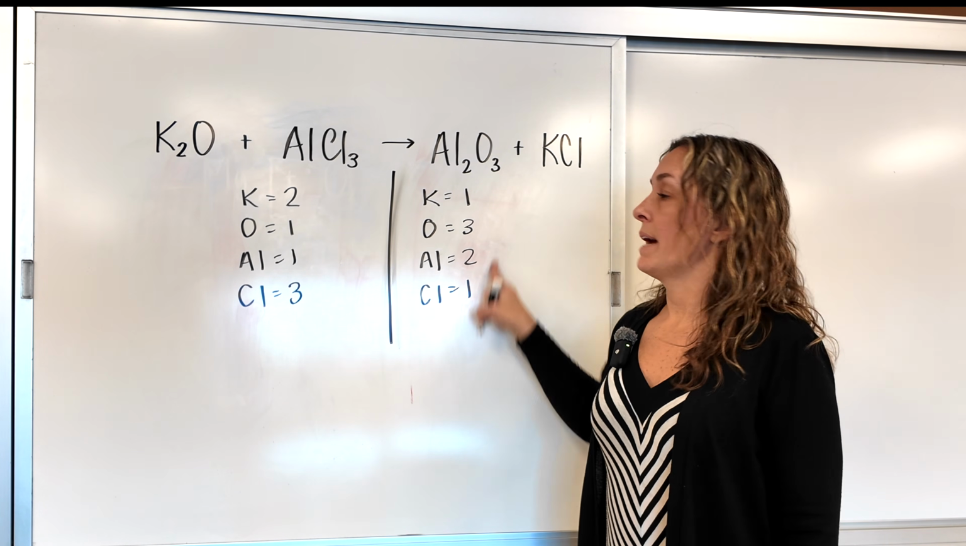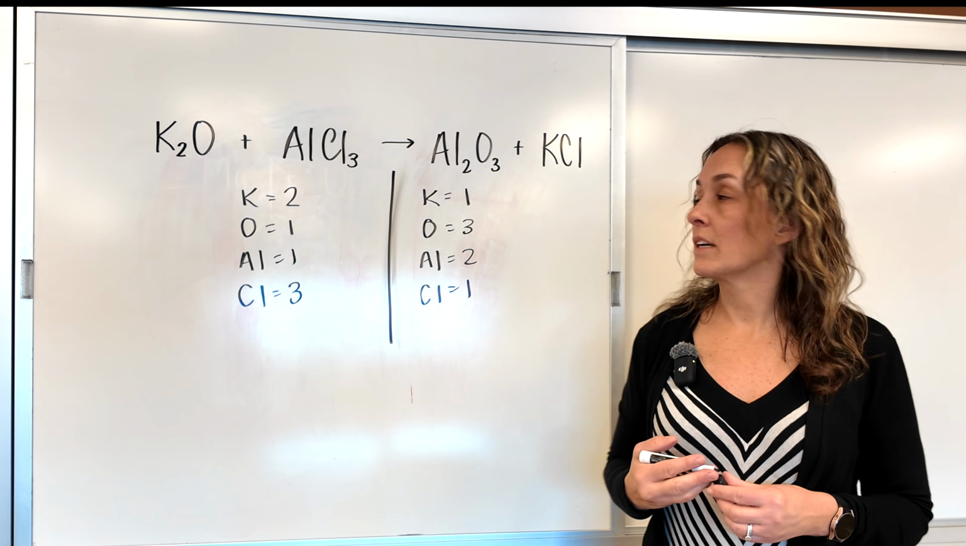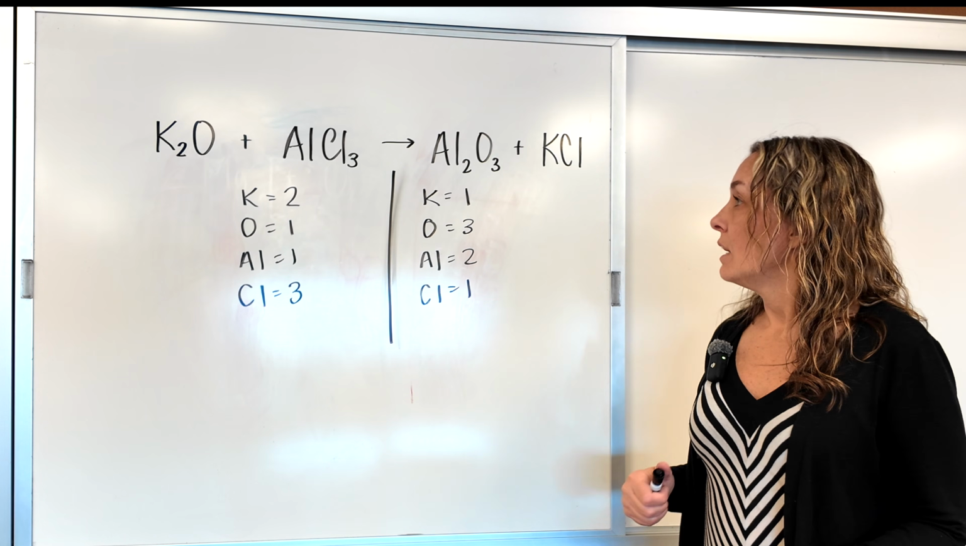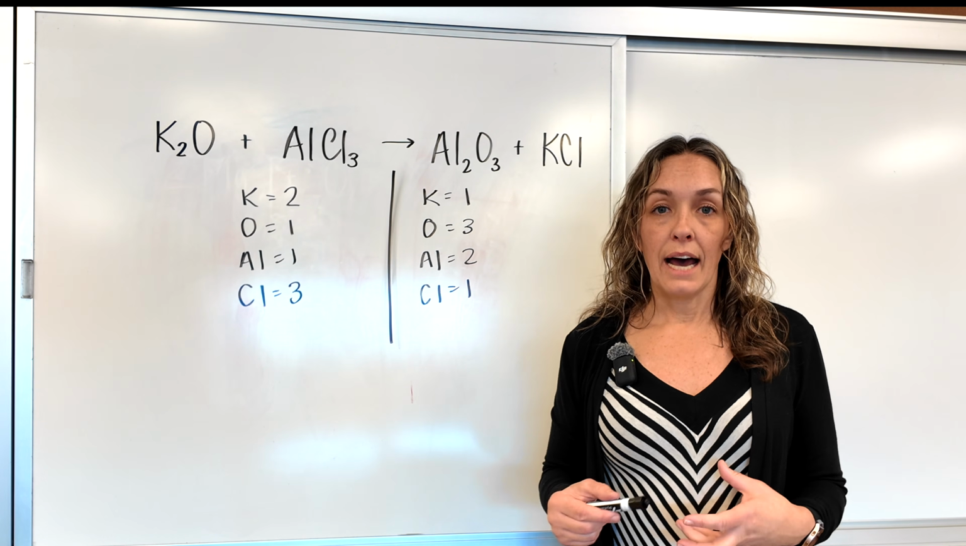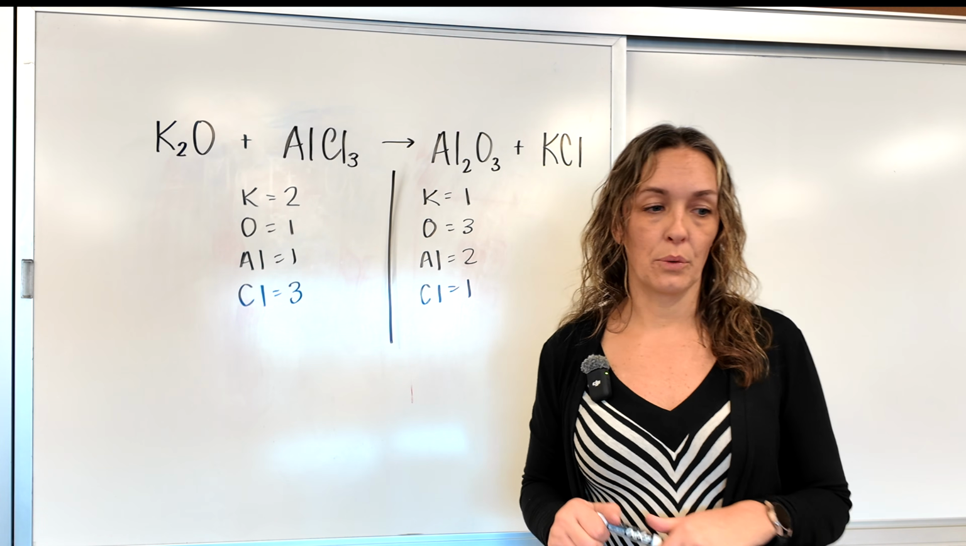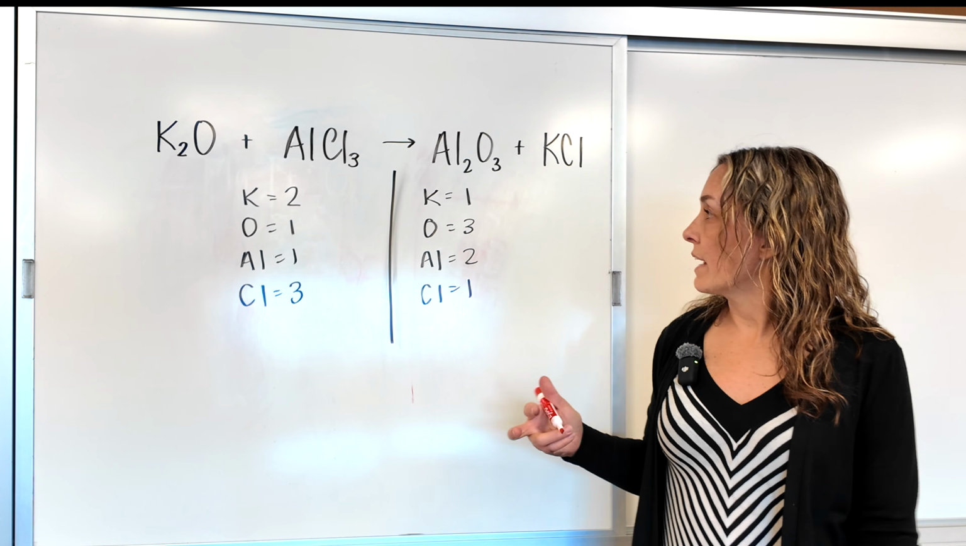Clearly these lists don't match. That means that this equation is not correct. It would not occur like this in nature, so we have to figure out what would happen. In order to do that, we cannot adjust any of the subscripts. We can only adjust coefficients. So it does not matter where you start. You are going to start with one of the atoms that does not match.